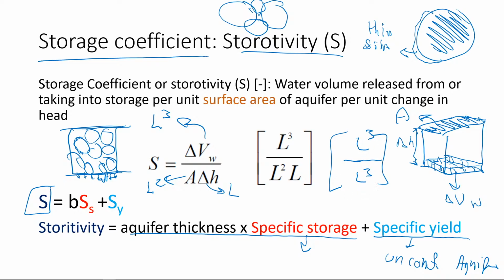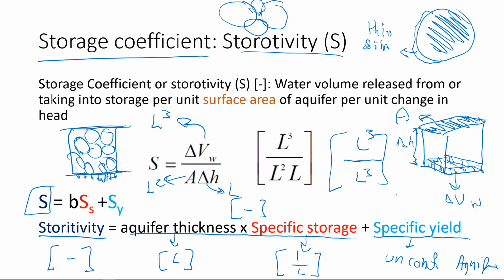Can you guess what would be the unit of specific storage? This is an aquifer thickness. So can you guess what would be the unit of a specific storage? Because remember, the storage coefficient is dimensionless, and the aquifer thickness has a dimension of L. For this to be dimensionally homogeneous, specific storage needs to have a dimension of 1 over L. Because 1 over L will cancel with this, and then this will also become dimensionless.